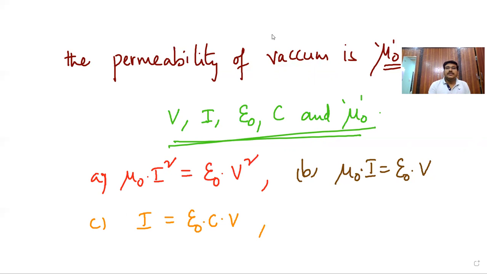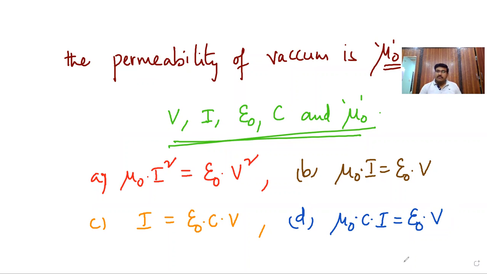The fourth option he has provided is mu naught into speed of light c into I is equal to epsilon into V. These are the 4 options in the form of the equations as quoted. Clear? Now he's asking, which of these options are correct?